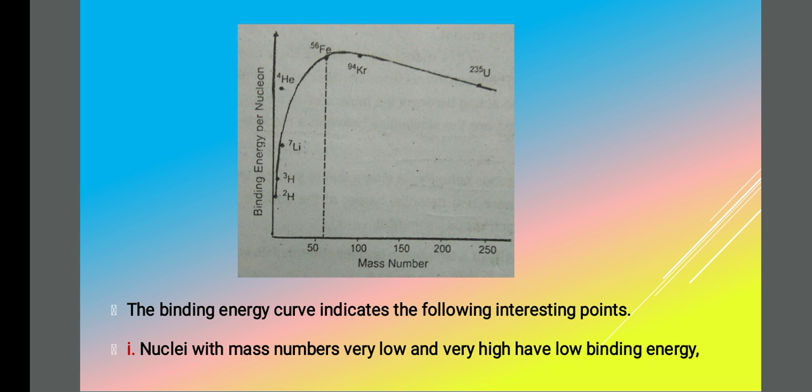The binding energy curve gives the following interesting points. The first one is that nuclei with very low or very high mass number have low binding energy.